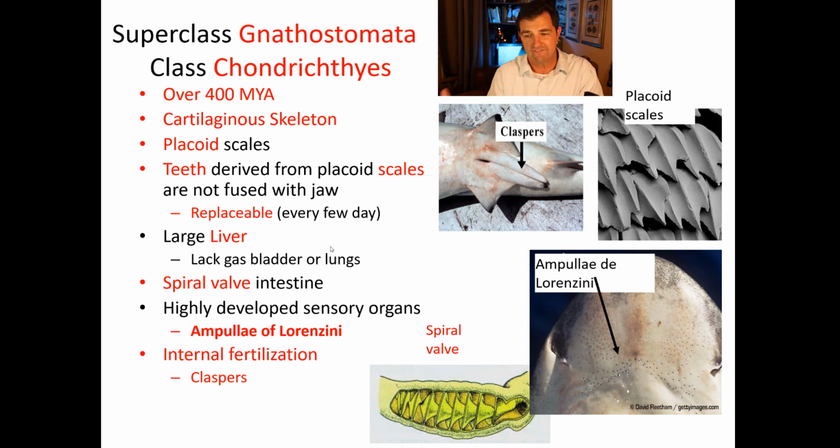So this large fatty liver actually helps them with buoyancy. They also have a spiral valve in the intestines, which is a structure that increases the surface area and aids in them absorbing nutrients.